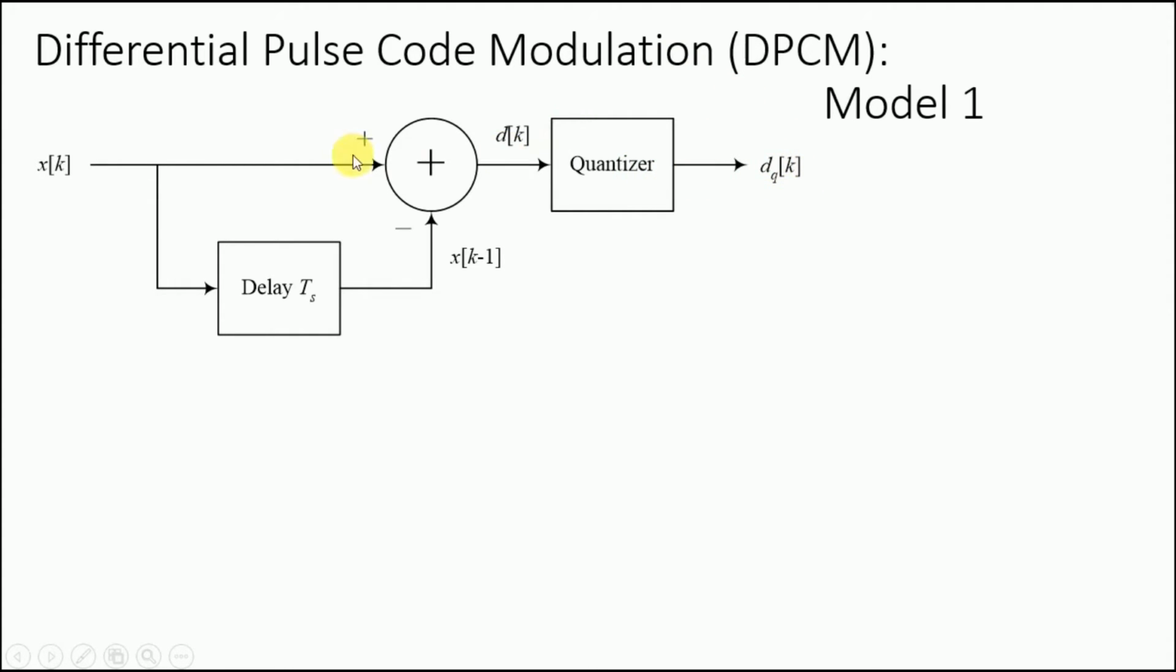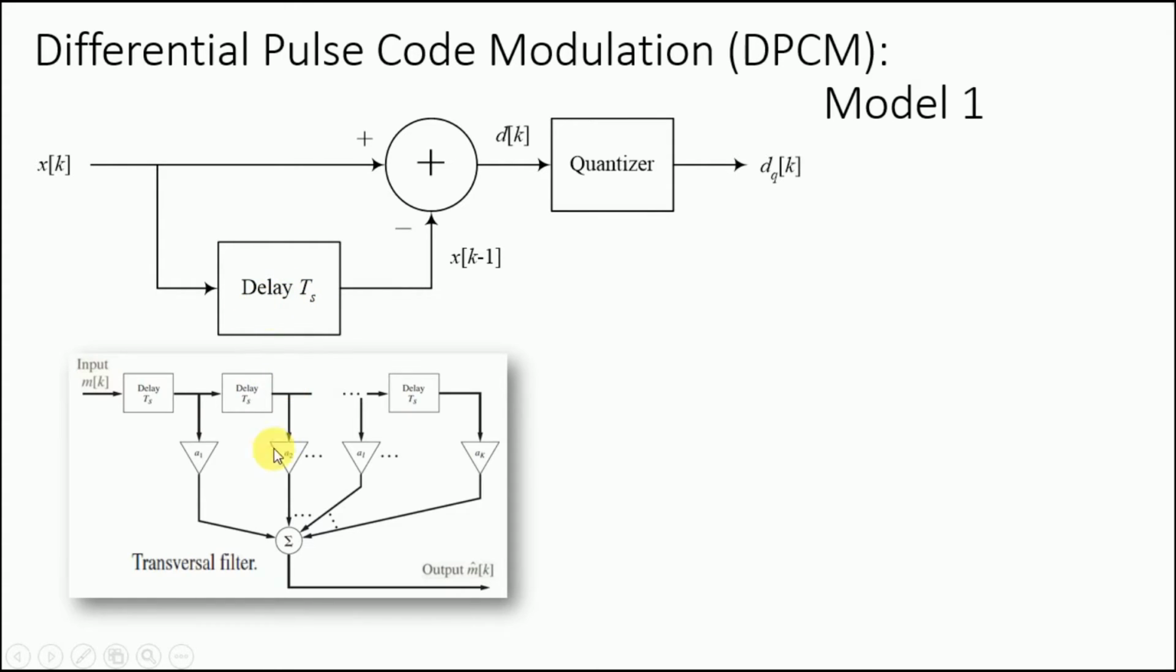While the rest of these blocks are quite straightforward, we have a predictor over here, which is a delay unit. And what is this delay unit? This is nothing but a transversal filter. In this filter we have an input, which is fed to cascaded delays, which are then multiplied with some coefficients a1, a2, al, ak and so on, and eventually they are summed up at the output.